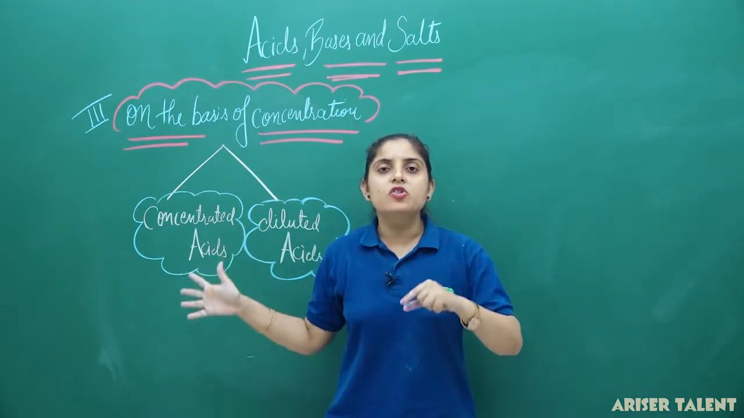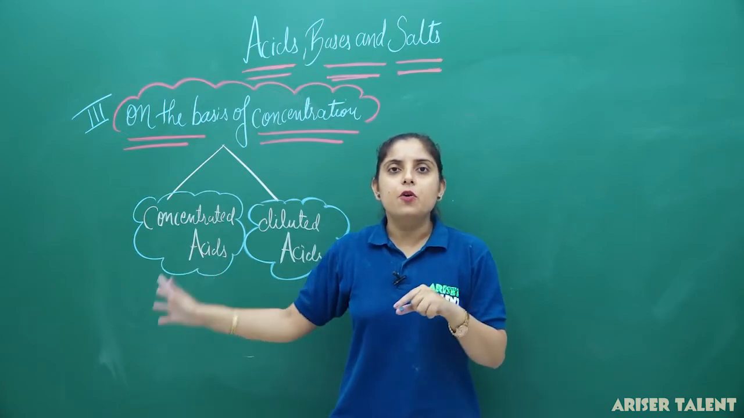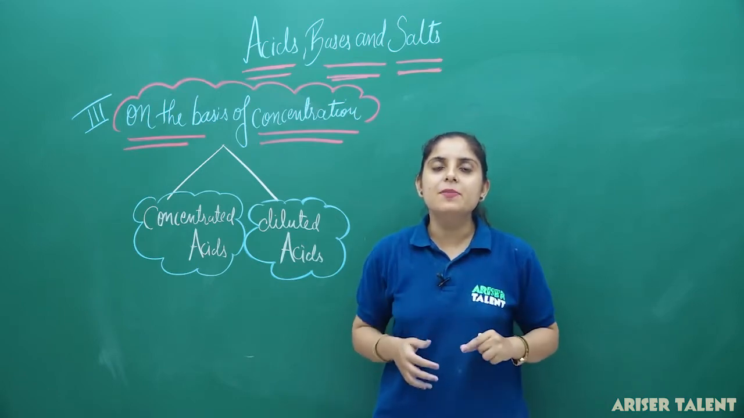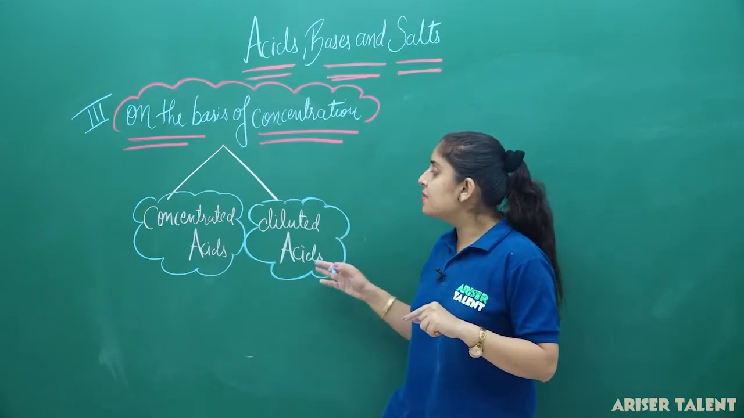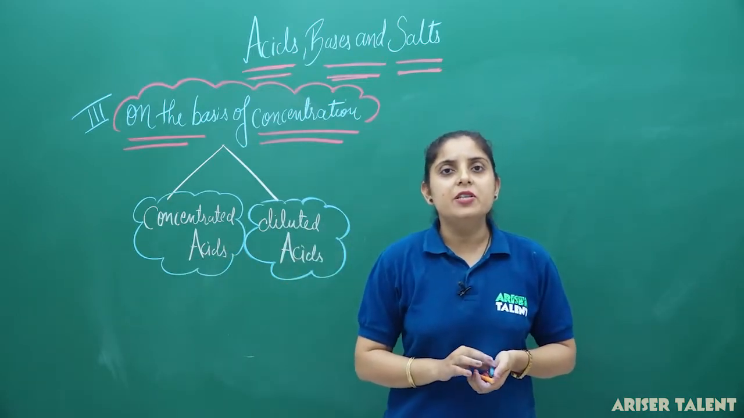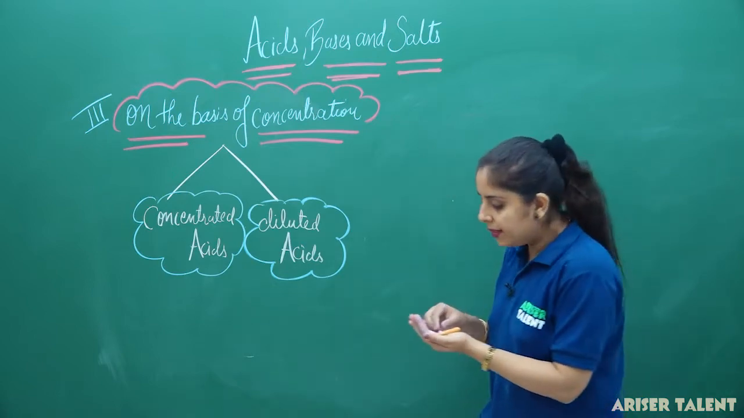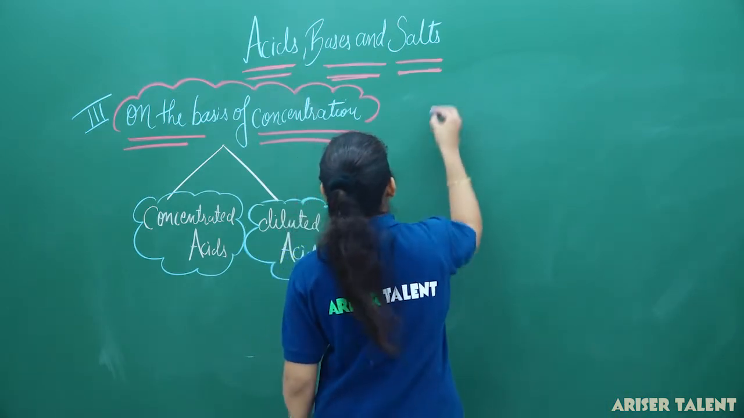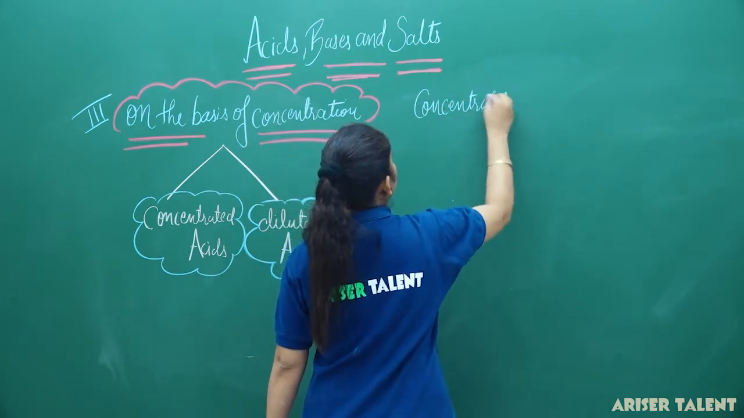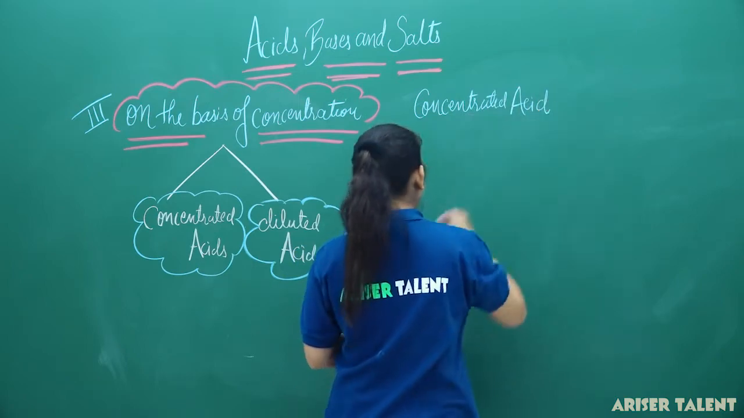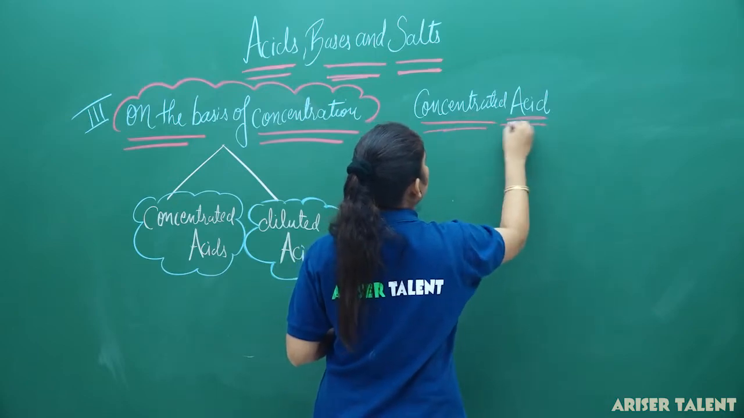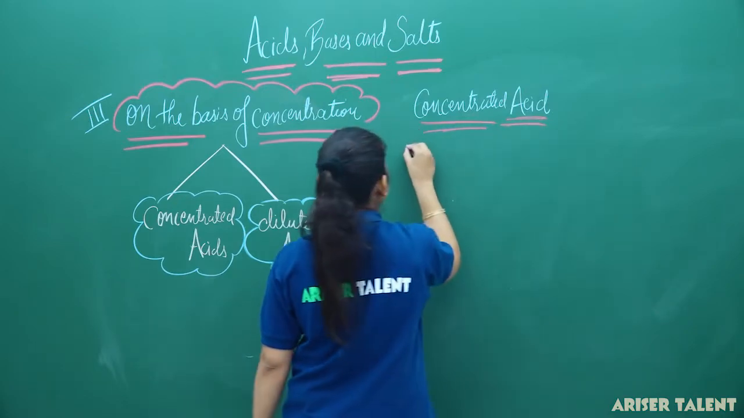Therefore, the precautionary measure is always given that do not touch the concentrated acid. In fact, we do not need to touch the diluted acids, but if water is mixed with them, it is not causing as much harm as these are doing. Clear? So the concentrated acids are those in which the quantity of water is very low. Clear? So first thing is concentrated acids. Concentrated acids. So the concentrated acids are those which do not contain water.